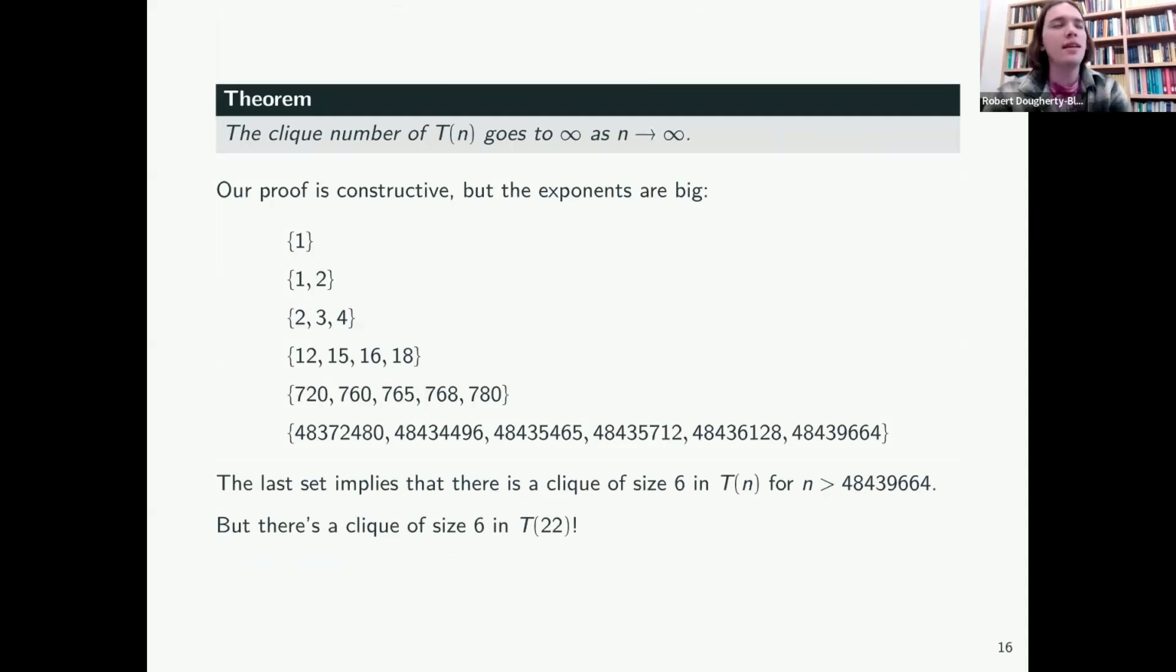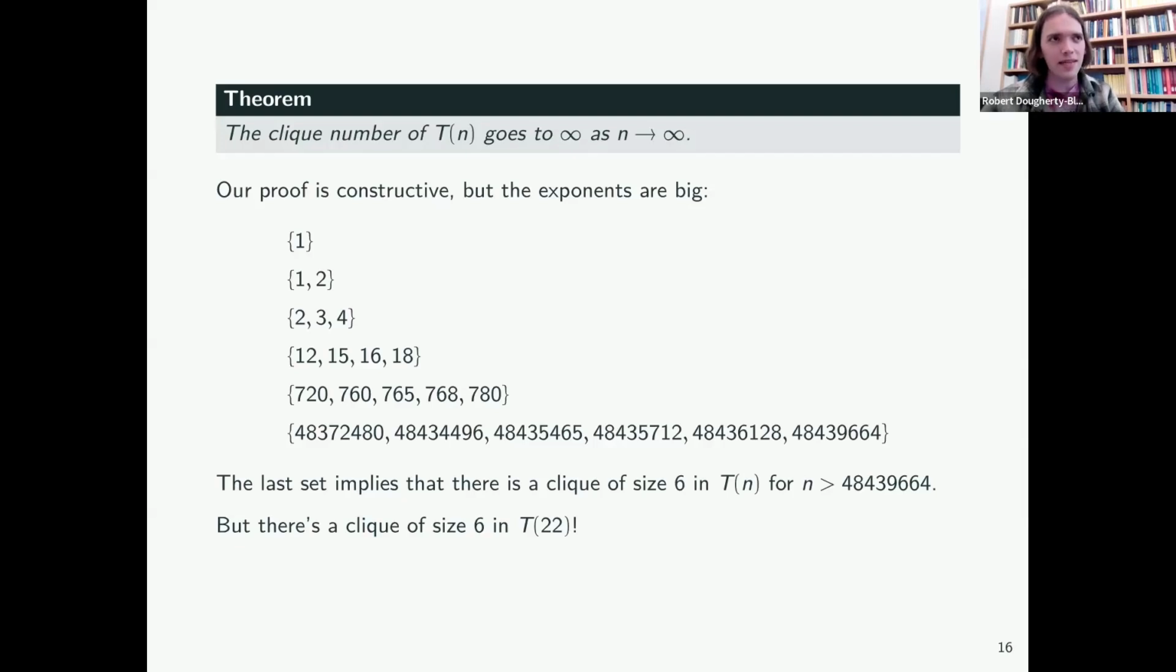So our proof of this theorem, in kind of a nice fact, is that our proof is constructive. We can actually write down what the cliques will be in these graphs. So what I have here is a list of sets. Each of these sets is a clique in the graph as long as n is bigger than the largest thing in the set. So the trinomials corresponding to 1 and 2 are always adjacent. The trinomials corresponding to 2, 3, and 4 are always adjacent as long as n is at least 5. 12, 15, 16, 18, etc. Those are all adjacent. They form a K4. So we can literally write down what the cliques are.